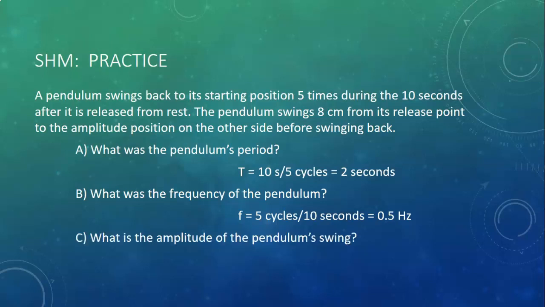And last but not least, what's the amplitude of the pendulum swing? Read carefully, because you really have to discern here what is amplitude and what is not. And hopefully you came up with the fact that if it swings from its release point 8 centimeters to the opposite amplitude position, then the amplitude is actually only 4 centimeters. That's it. Pretty basic. Your homework for tonight will be to try some more problems similar to this.